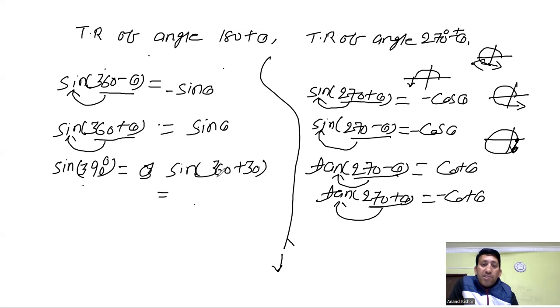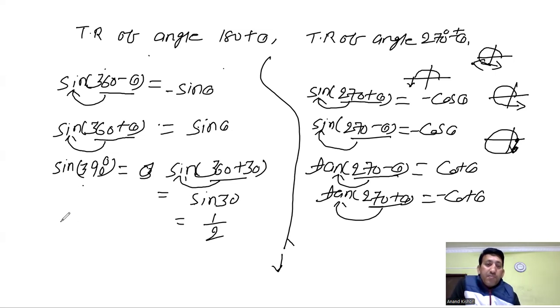Now, 360 plus theta. So, 360 plus something. This is not 90, not 270, so the ratio remains the same, sine theta. And in the first quadrant, all ratios are positive. So positive sine 30, 1 by 2. Very moderate. Sine 390 is 1 by 2.